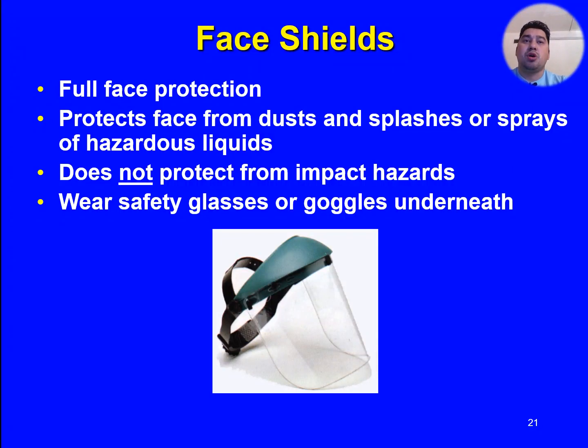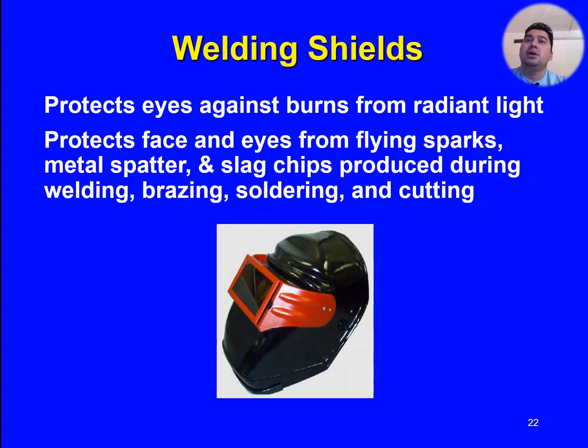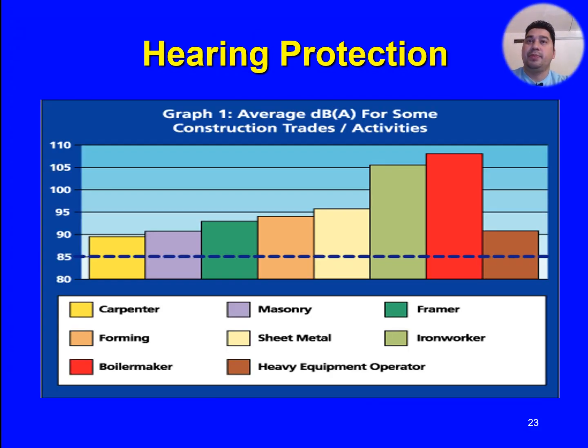Wear safety glasses or goggles underneath. You can use safety glasses or goggles under the face shield, no issue. Then we have the welding shields that protect eyes against burns from radiant light, and protect face and eyes from flying sparks, metal spatter, and slag chips produced during welding, brazing, soldering, and cutting. So you have to use the welding shields whenever you are performing these tasks.